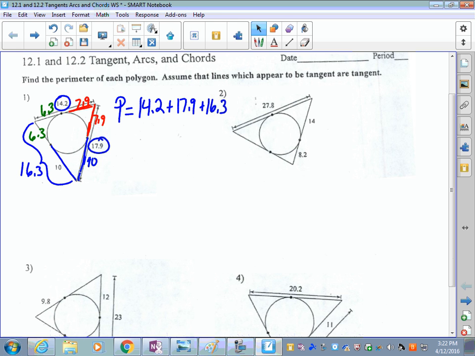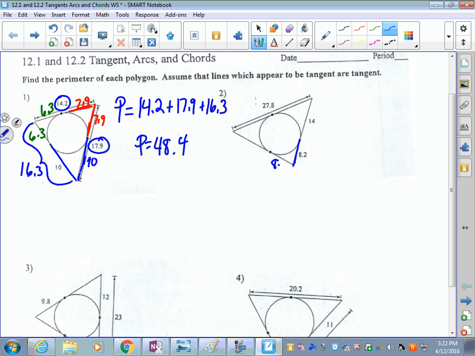What's the perimeter? 38 point what? 48. Okay. Point what? 4. Yeah. All right, so let's do number 2. Where can we start? The 8.2 and the 14, either one, we could start there. So if I know this little tangent's 8.2, then I'm going to put that 8.2 with its congruent tangent.